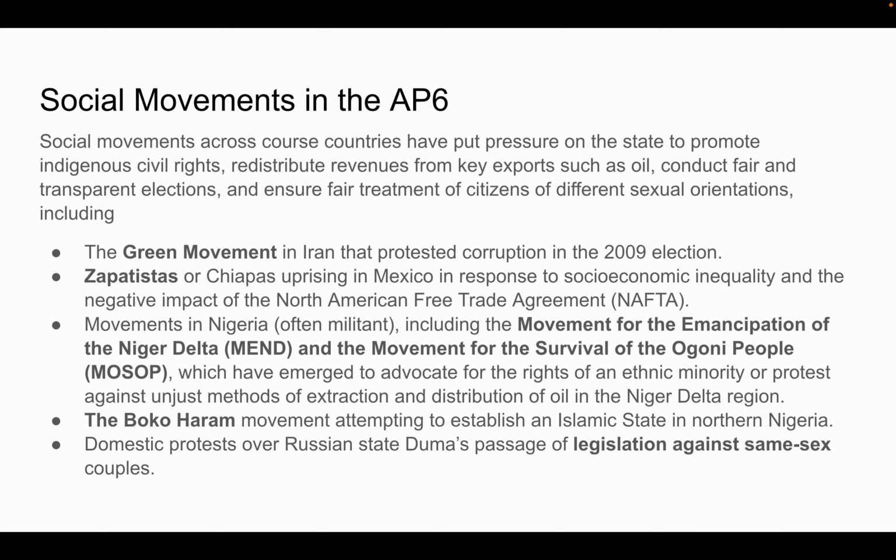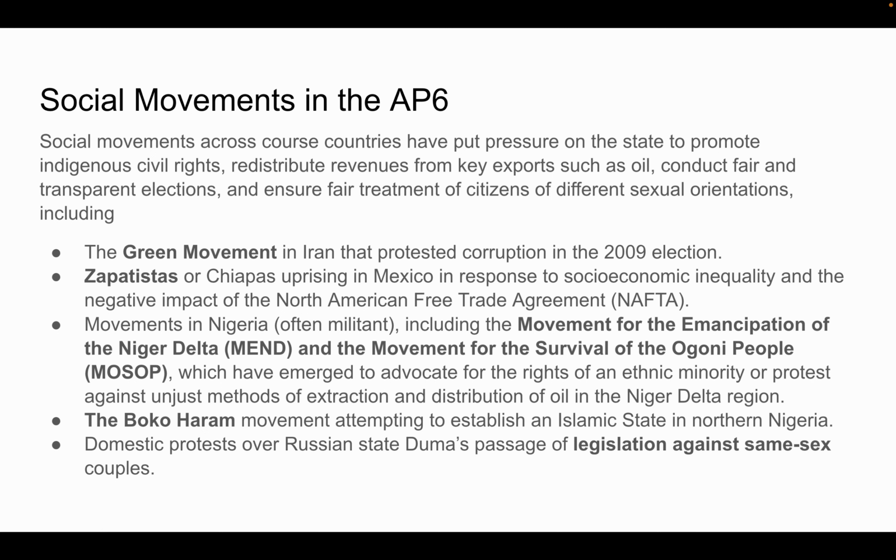In Nigeria, there are two specific examples to be aware of. First of all, movements in Nigeria include the Movement for the Emancipation of the Niger Delta and the Movement for the Survival of the Ogoni People, which have emerged to advocate for rights of an ethnic minority or protest against unjust methods of extraction and distribution of oil in the Niger Delta region.